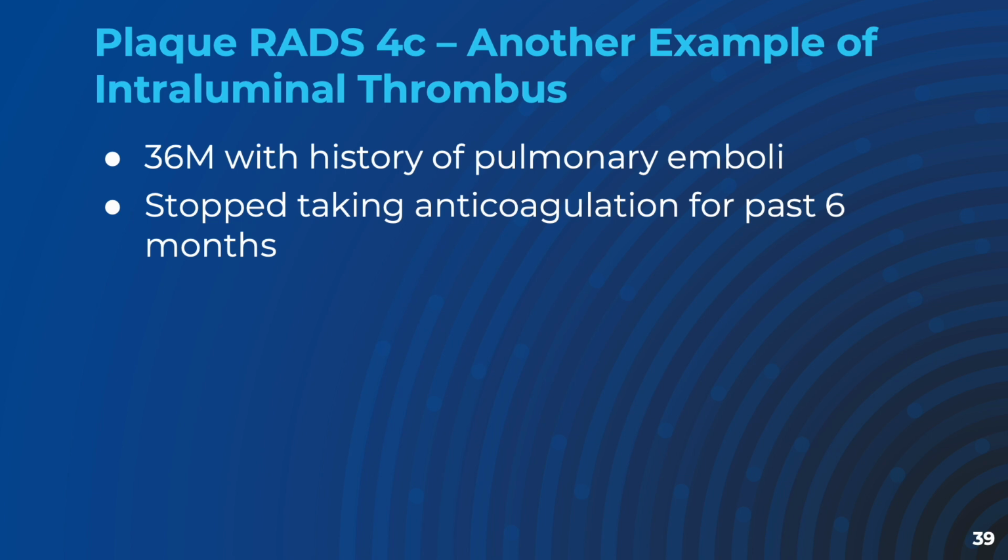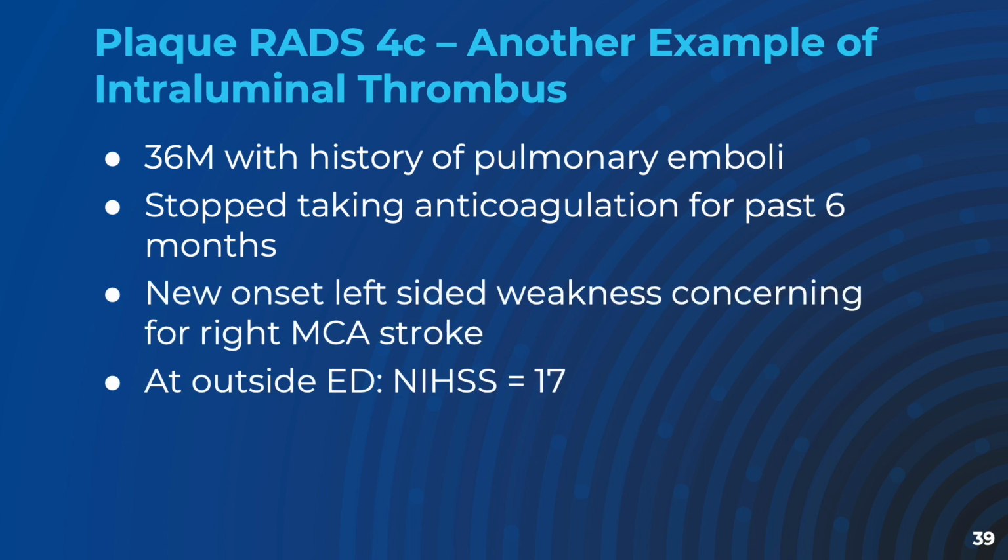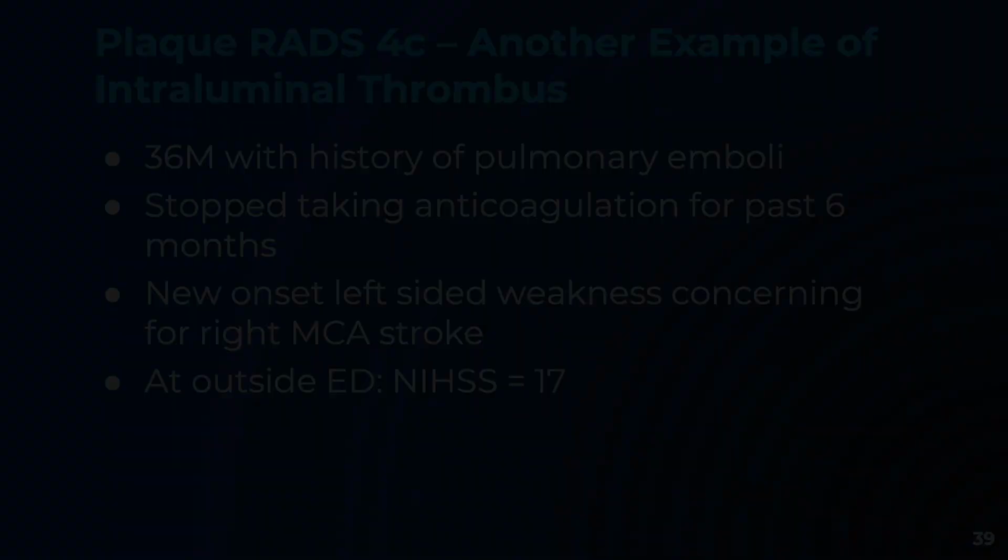Here's a patient that I encountered when I was reading his carotid study. He's 36 years old. He has a medical history significant for a hypercoagulability disorder, resulting in multiple episodes of pulmonary emboli. And despite medical advice, he stopped taking anticoagulation for the past 6 months. He presented to an outside emergency department with new onset left-sided weakness concerning for a right MCA stroke, and his NIH stroke scale was quite high, being 17.